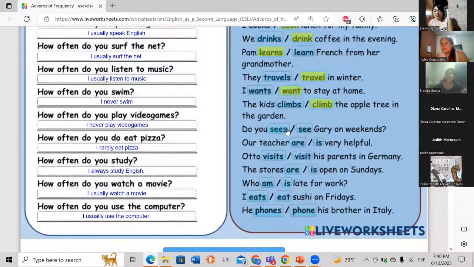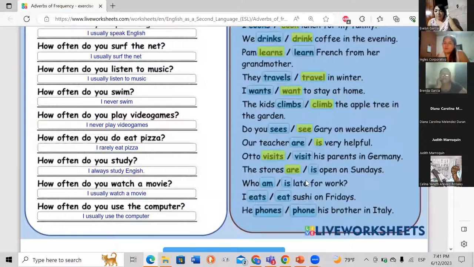Okay, Sandra, do you see or does you see Gary on weekends? Do you see Gary on weekends? Okay. Janita, our teacher are or is very helpful? Our teacher is very helpful. Okay. Manuel, Otto visits or visit his parents in Germany? Visits with S because he's third person, okay? We are talking about him. Okay, Robert, the stores are or is open on Sundays? The store is open. Stores, plural, are. Okay, porque son varias tiendas, okay?